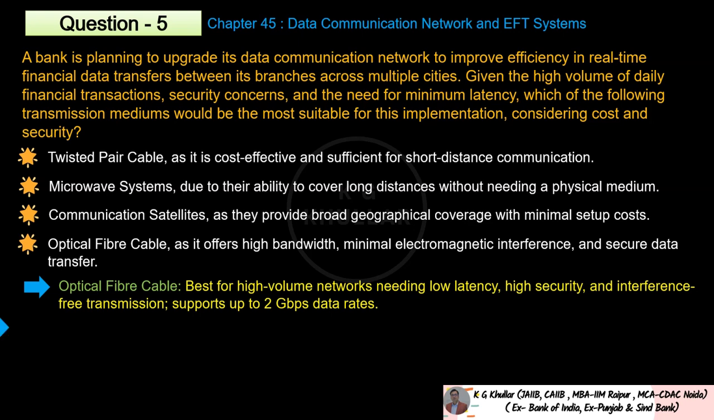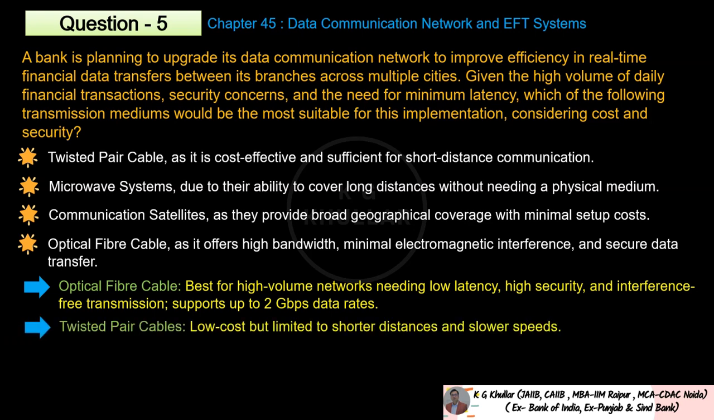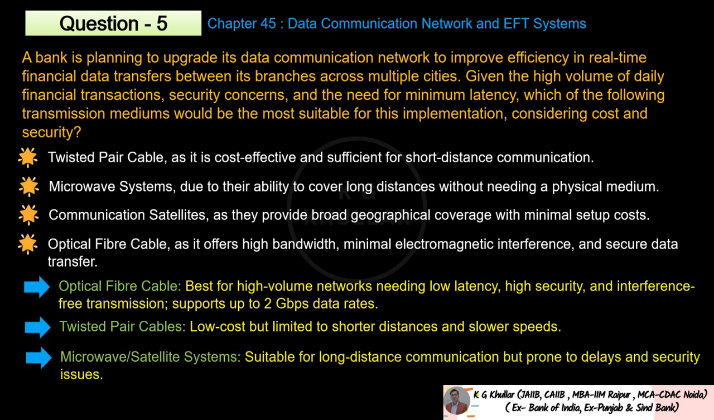On the other hand, twisted pair cables are low cost but limited to shorter distances and slower speeds, while microwave systems and satellites are more suited for long distance communication, but this may suffer from delays and security vulnerabilities. So as far as this question goes, the correct option is option D.